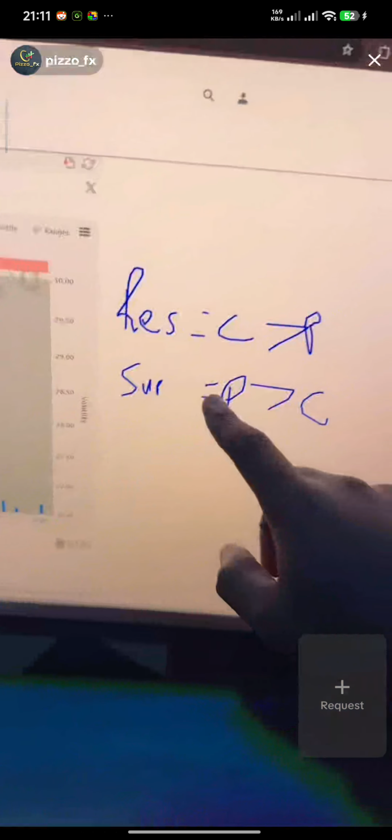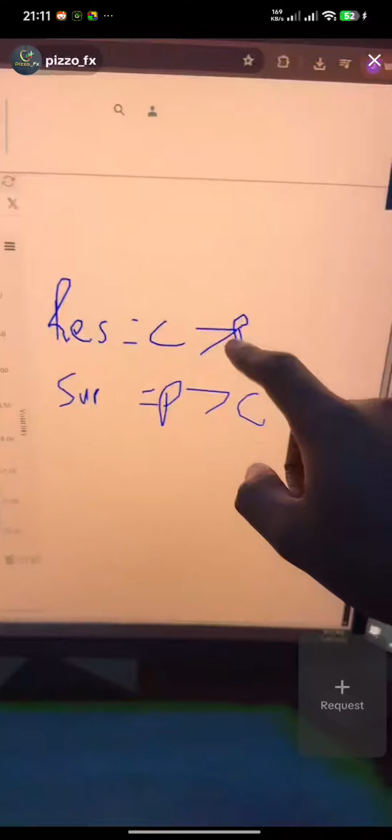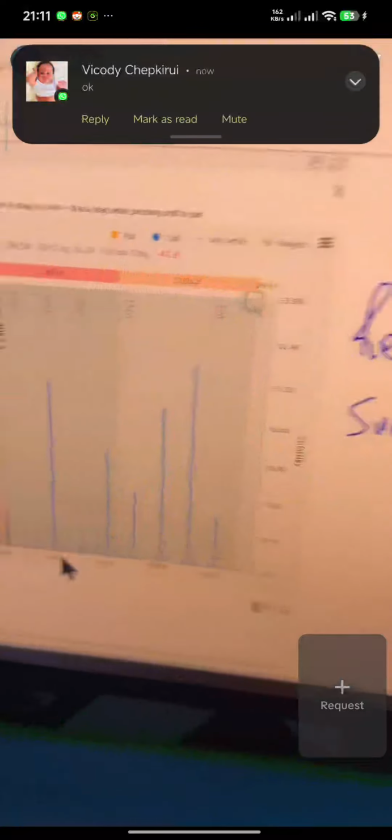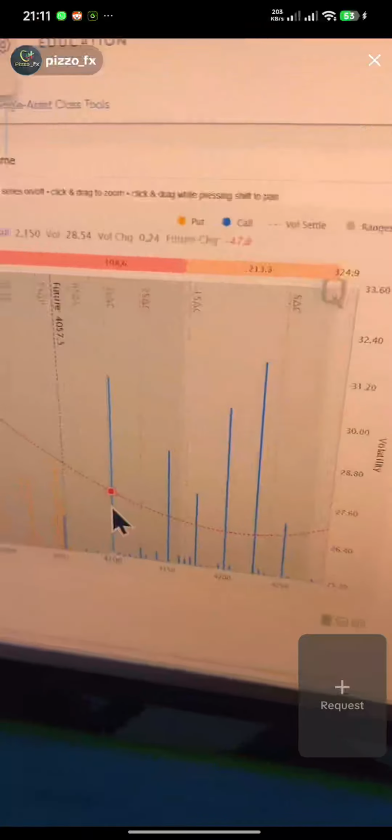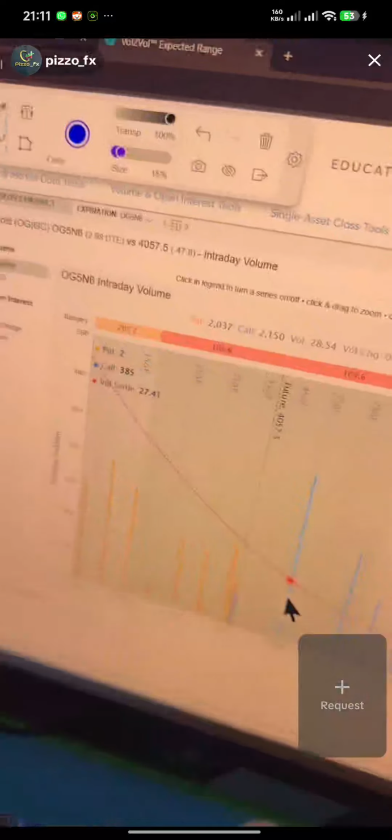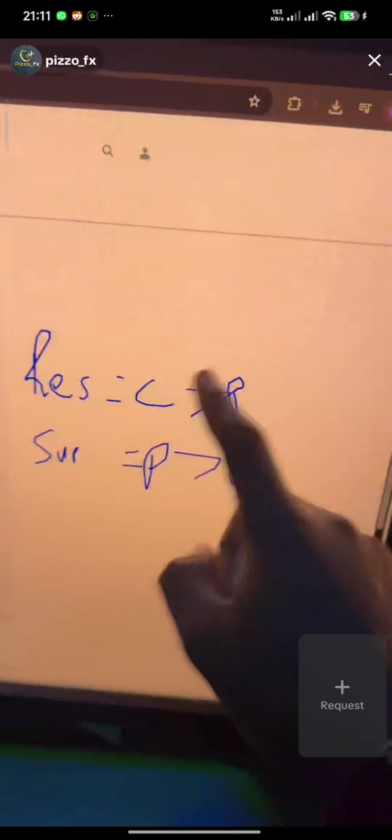So assume let me look for a good example. Bora kwanza umeelewa. A resistance zone lazima call volume ikuwe greater than put volume. So assume umefanya two analysis ikakupea zone gani? The spot is currently at 40.28. Ikakupea 40.21. Utajuaje 40.21 itakuwa very very good resistance zone? You can see call volume is 305 and put open interest is only 2. You see, now that one is a good resistance zone. Juu lazima call ikuwe greater than put. So hata ukiminus lazima uangalie hizi numbers.